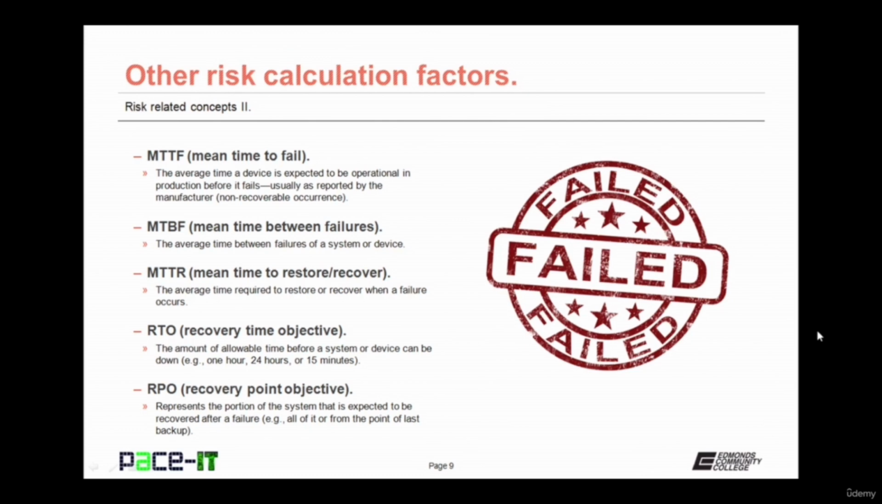And finally, we have the RPO, the recovery point objective. This represents the portion of the system that is expected to be recovered after a failure. As in, the RPO may be that it's expected that you will be able to recover everything from the point of the last full backup or maybe from the last incremental backup.